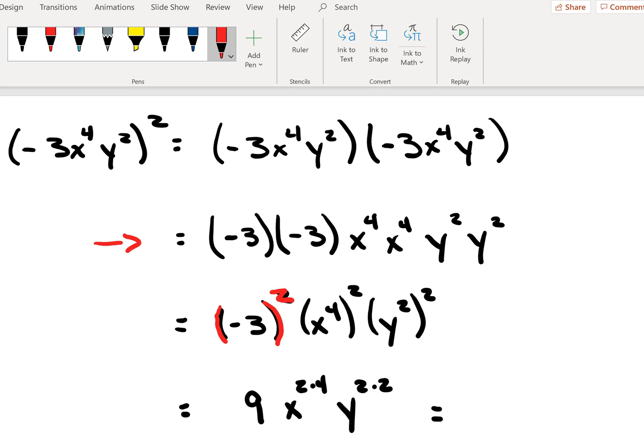And then we apply a different exponent rule and realize that when we have powers raised to powers, they multiply together. -3 squared gives us our positive 9 again. X to the 4th squared, x to the 2 times 4. And y squared squared, y to the 2 times 2. And again, we come out with 9 x to the 8th, y to the 4th. So again, we have come out with the same thing.